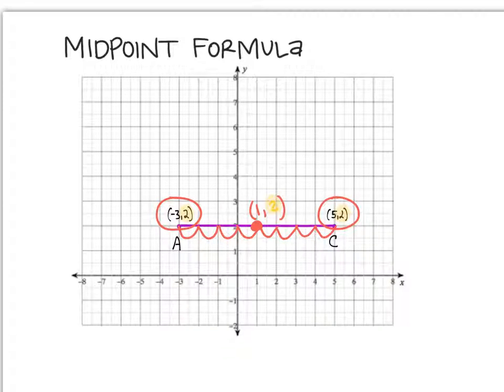So maybe what you're remembering is that we can find the average of those points. Or in other words, we can add -3 plus 5, which is 2, and divide by 2 to get that x coordinate, which is 1. And we could do that as well with the y coordinates. It would just be 2 plus 2, which is 4, divided by 2 is 2.